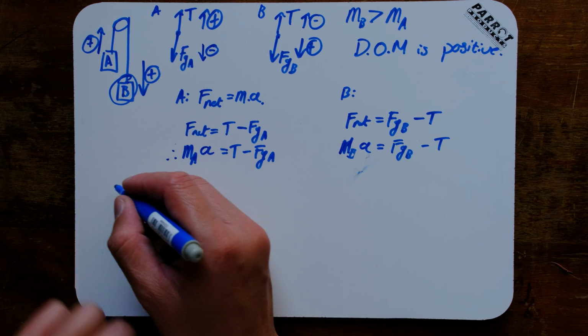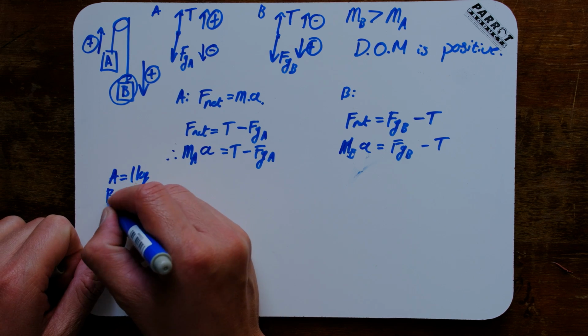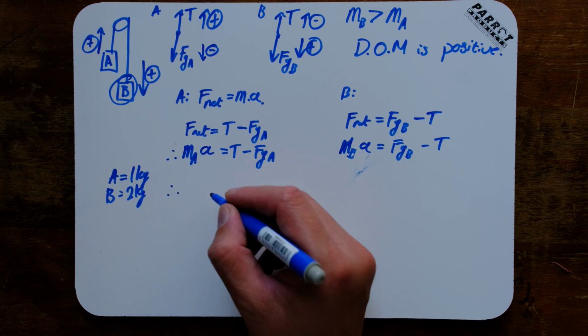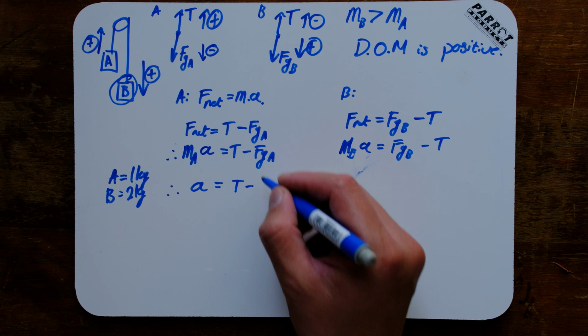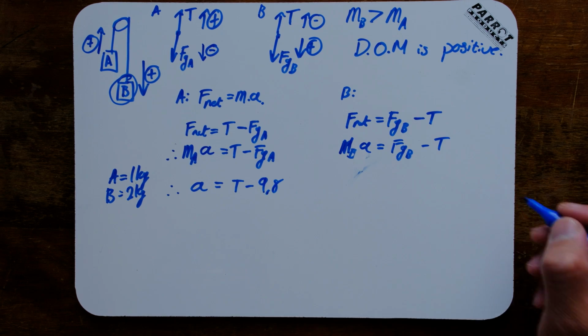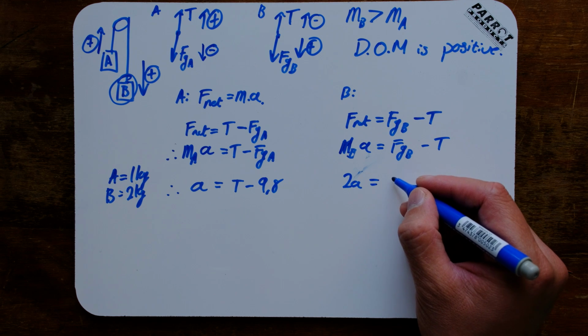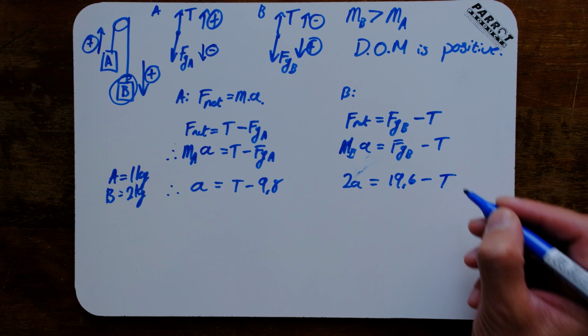Alright, so let's just say A is equal to 1 kilogram and B is equal to 2 kilograms. Now we have a mass. So A is only going to have acceleration, T and 9,8. On the other hand, B is going to be 2A, which is equal to 2 times 9,8, which is 19,6 minus T. Alright.